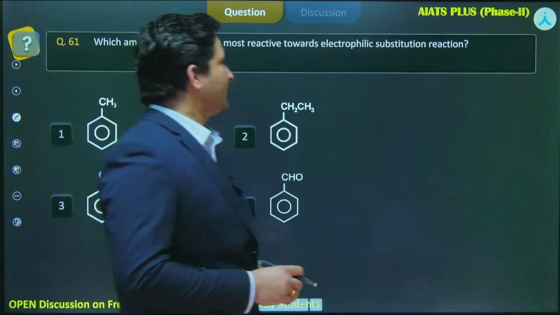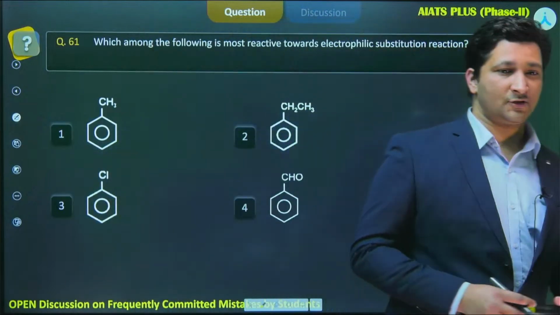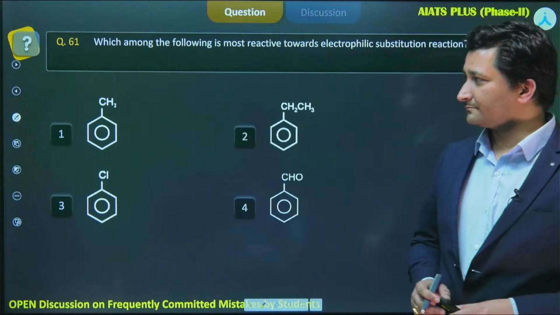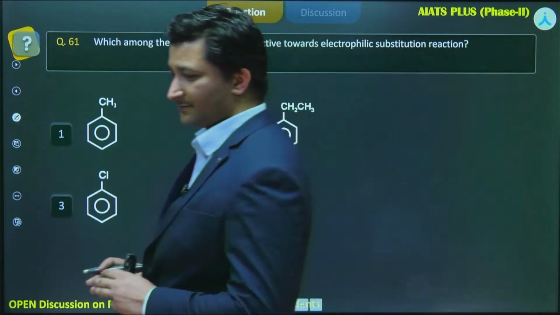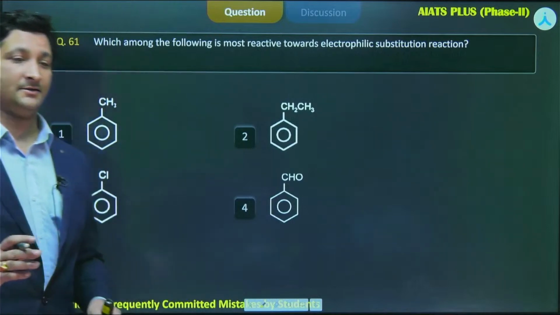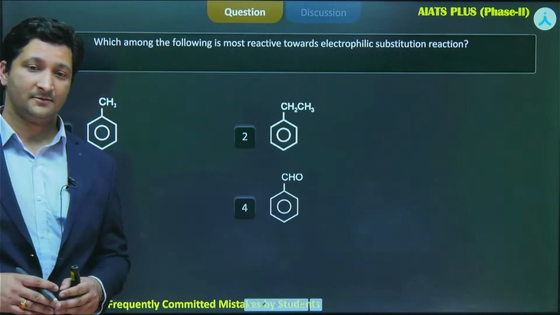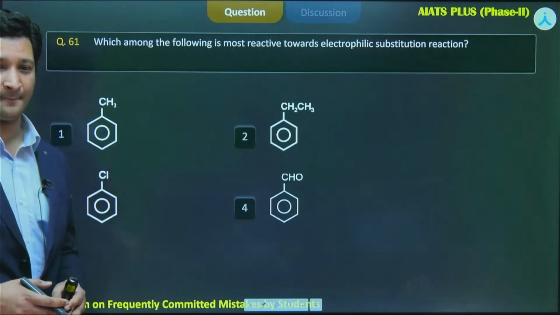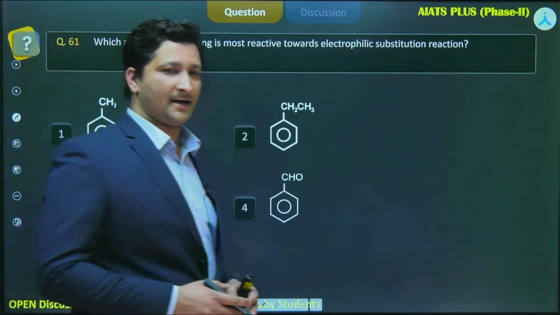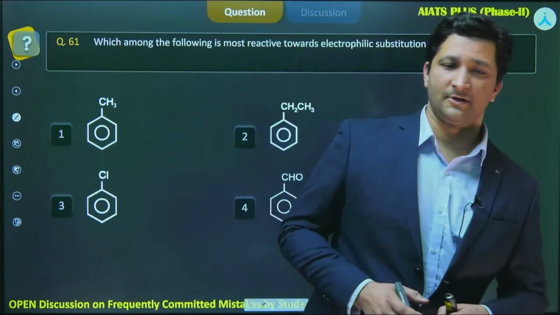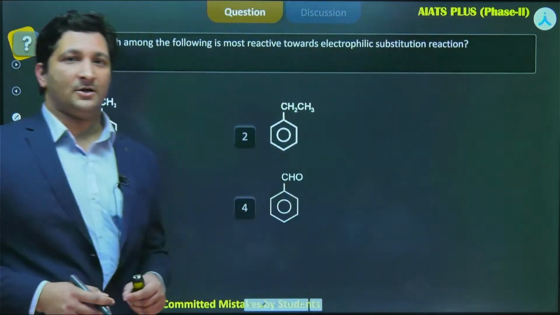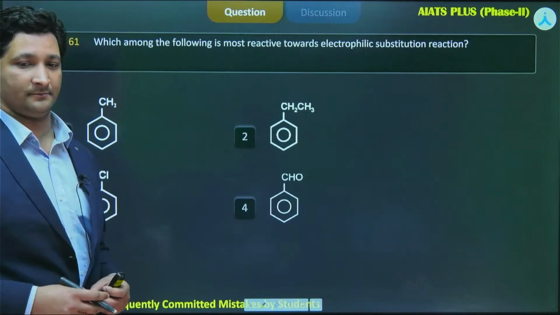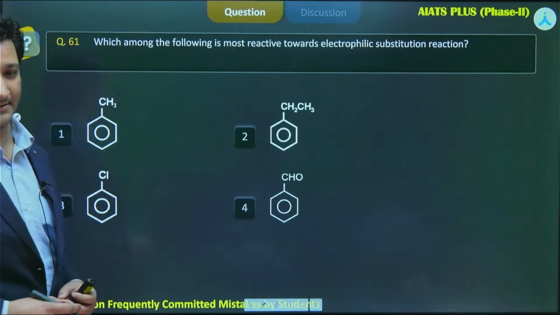Which among the following is most reactive towards electrophilic substitution reaction? Now, see, one student also asked the doubt: sir, if it is meta directing, then is it deactivating or not? Generally, in the case of meta directing, the product yield is not that much, because of the electron density which has decreased at the meta position. Okay, Karunya says crystal clear, sir.